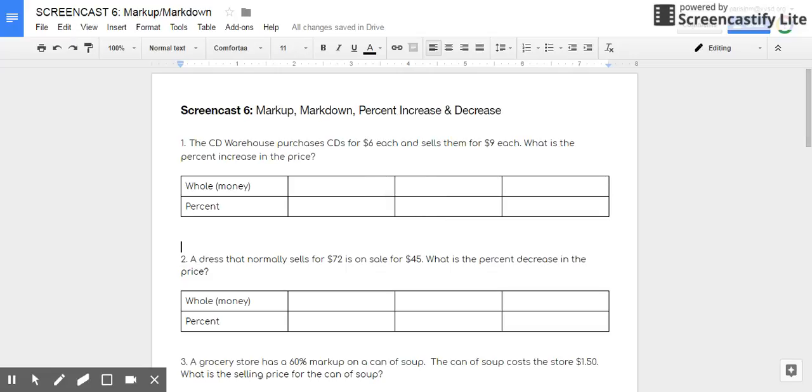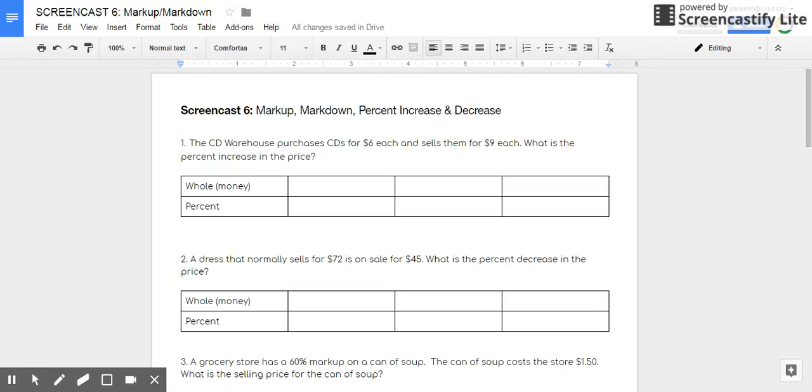This is screencast number 6 on markup, markdown, percent increase, and percent decrease. A markup or a percent increase is when the price or the percent is going up from one number to the next. A markdown or a percent decrease means that from the original price to the new price, the percent or the number is going down.